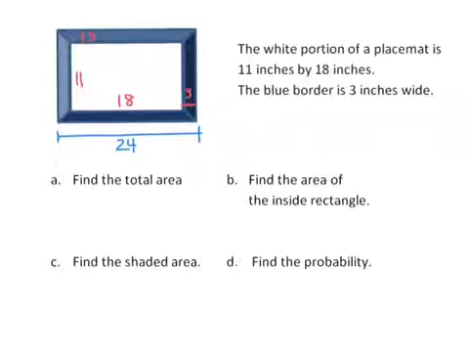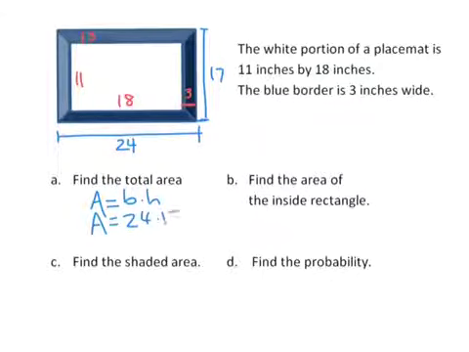The same thing can be done to find the height. Again, from here to here is 11, and then we have 3 more units here and 3 more units here. So 11 plus 3 is 14, plus 3 more is 17. So now we can find the total area of the placemat by simply doing the base times the height, and that is 24 times 17. Again, not 18 times 11. That area is 408 square inches.